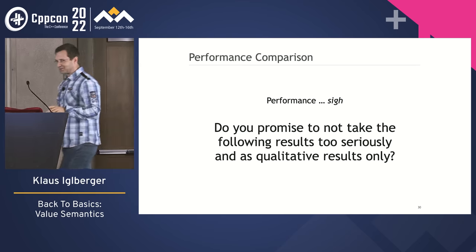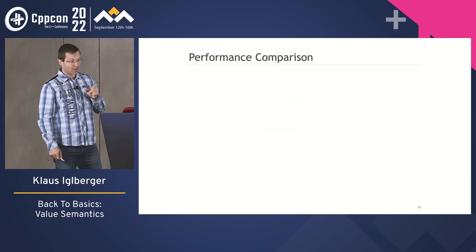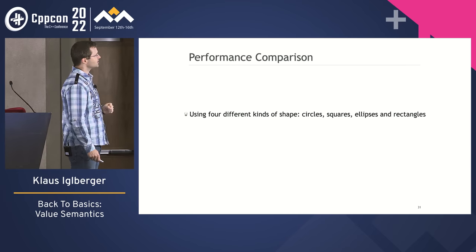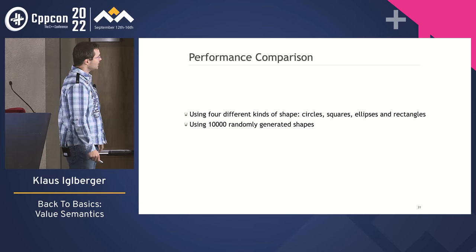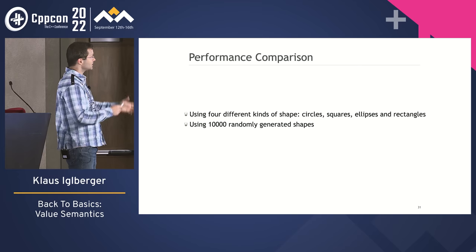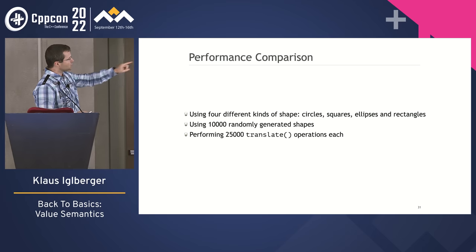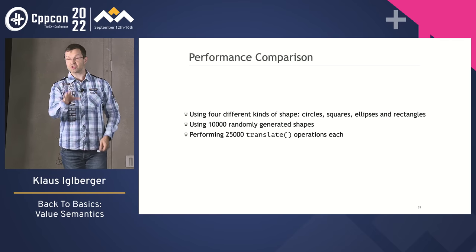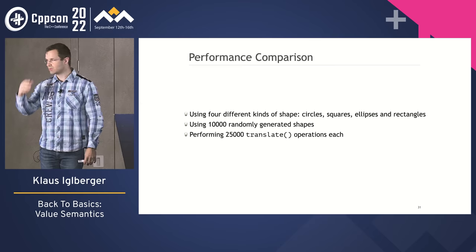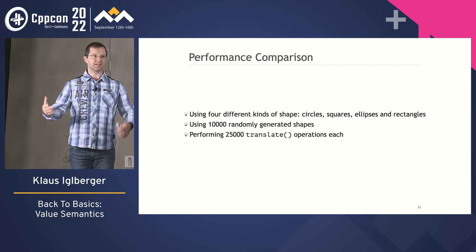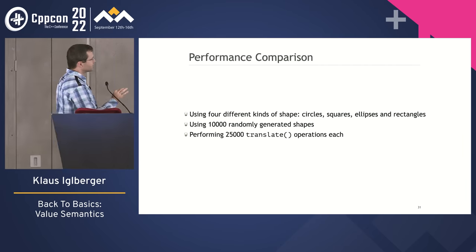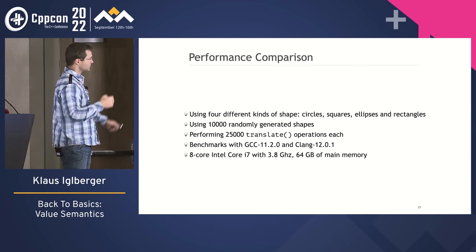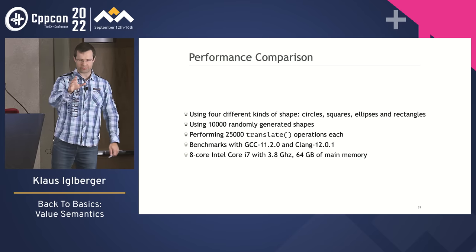Okay, then we're good. So I measured this on my own machine. I'm now using four different kinds of shapes, which I feel is a little more realistic: circles, squares, ellipses, and rectangles. I create 10,000 shapes randomly, so it doesn't have to be exactly 2,500 of each. I also do one specific operation, a translate operation, which is moving the center point, which is a cheap operation. It's cheap. If I would use something like a draw, which might be expensive, you wouldn't see any difference. So the cheap is important to see a difference. And I benchmark both with GCC and Clang on some Core i7 with 3.8 gigahertz, just for the record.